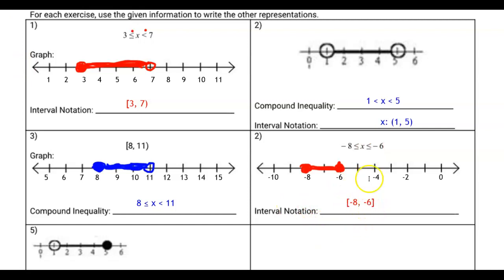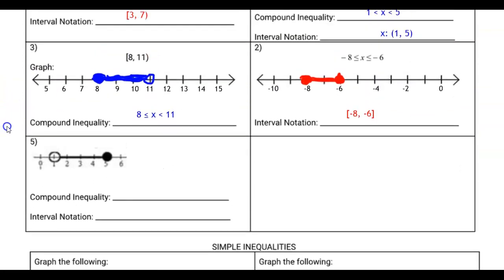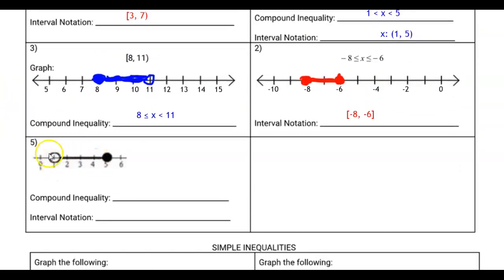Hard brackets, two square brackets, because of the two less than or equal to symbols. Last but not least, we have question number 5. We have starting at 1, ending at 5, not including 1 and including 5.